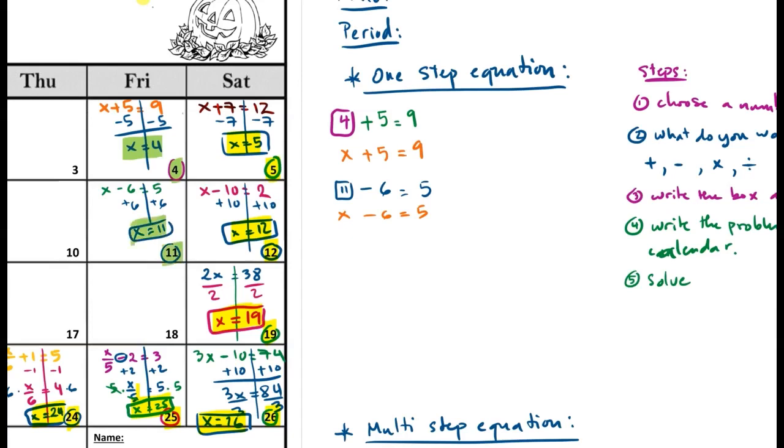Now I'm going to go to 18. I'm going to do it differently this time since I already did subtract. We're going to do multiply. Let's say multiply by 3.